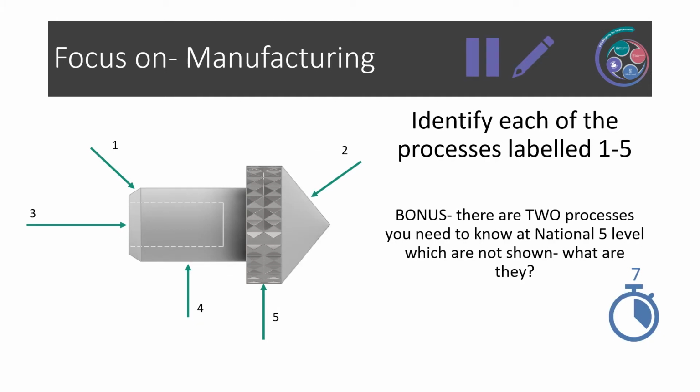Let's move on to look at metal turning. I'd like to pause the video in a moment and identify each of the processes that I've labelled 1 to 5. As a bonus question, there are also 2 processes that you need to know at National 5 level, which are not shown here. What are they? This should roughly take you about 7 minutes because it will be worth 7 marks in the exam.